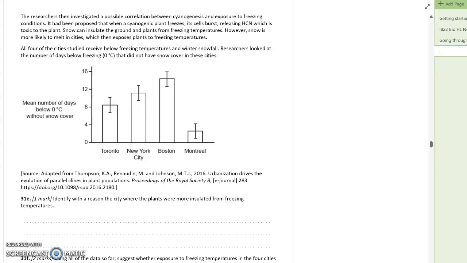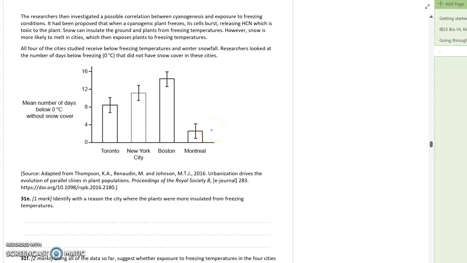All 4 cities studied below received freezing temperatures and winter snowfall. Researchers looked at the numbers of days below freezing that did not have snow cover in these cities. So Toronto, New York and Boston had the most, and Montreal had the least.